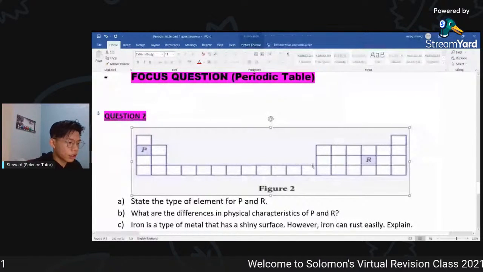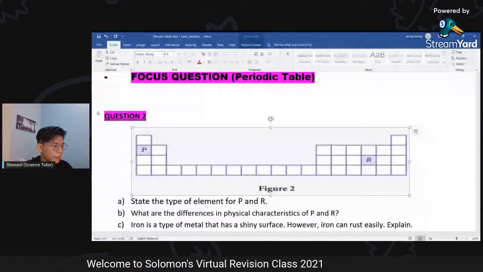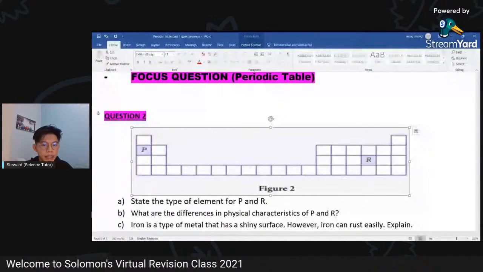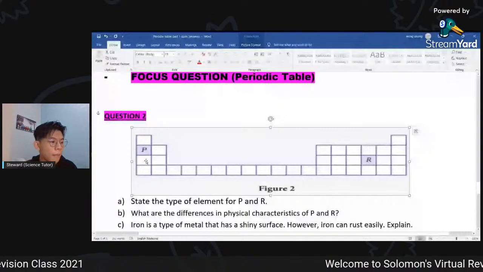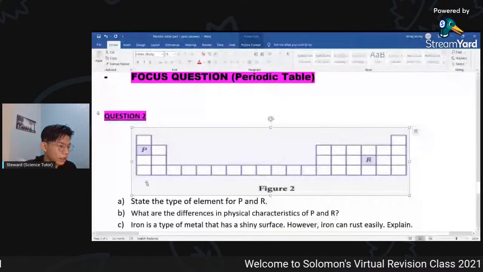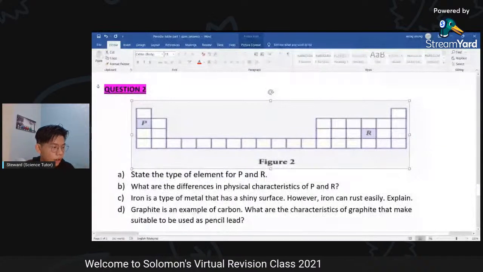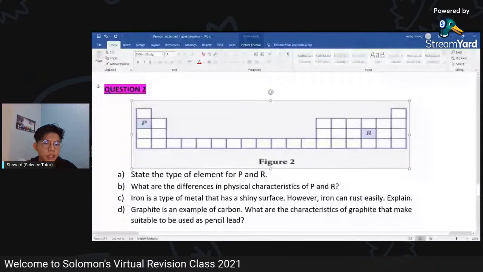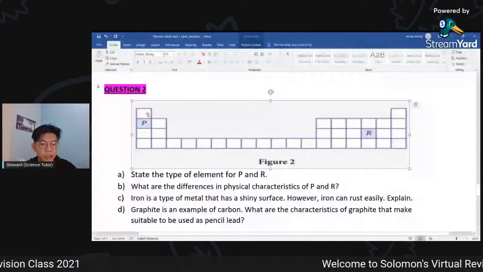So let's see. Focus question 2. Okay, periodic table. Alright, so this is a bit challenging for you guys because for most students, you haven't learned this quite detailed yet. But I'm gonna teach you a little bit of it. So state the type of element for P and R. Okay, they want the type of element. So this one you have to refer back to your periodic table.